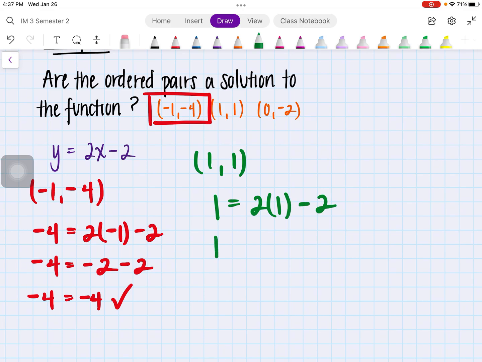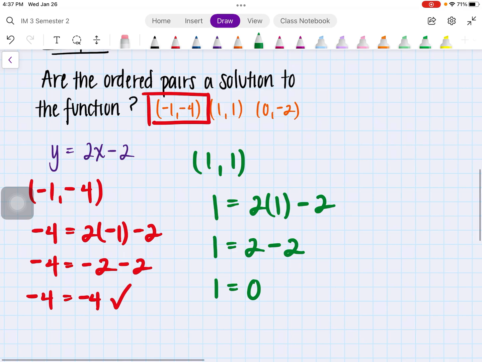Now in this case guys, 1 stays the same on the left hand side. 2 times a 1 is going to give us a 2 minus a 2. Bring everything down. 2 minus a 2 in this case guys is going to give us a 0, and 1 equal to 0 is a false statement, so that is not true. It's not a solution, therefore we'll cross it off.